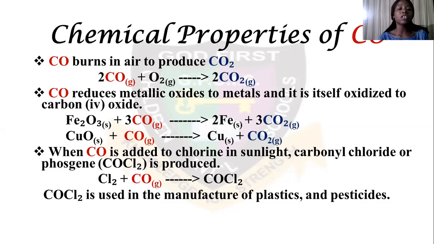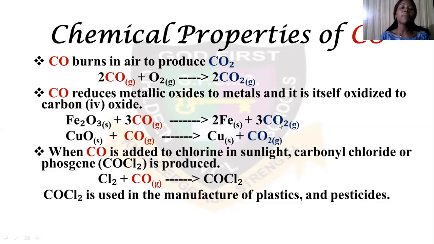So it reacts with metallic oxides. For example, iron(III) oxide reacts with carbon monoxide to give us the metal, that is iron, and then you have carbon dioxide. Yes, iron(III) oxide reacts with carbon monoxide to give you iron and carbon dioxide. Then copper(II) oxide reacts with carbon monoxide to give you copper and carbon dioxide. So this is another property of carbon monoxide.